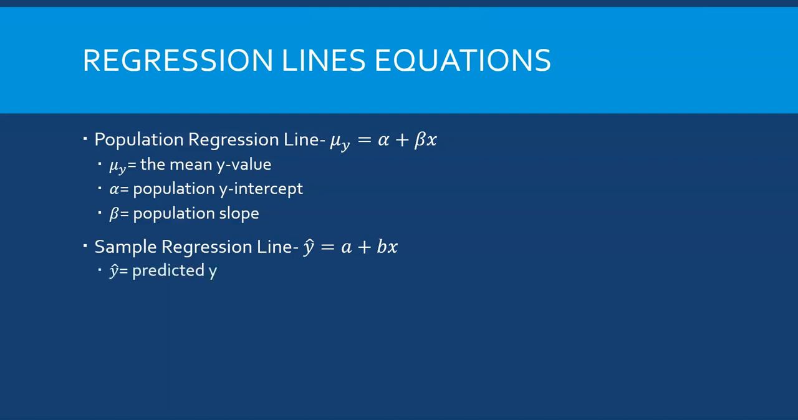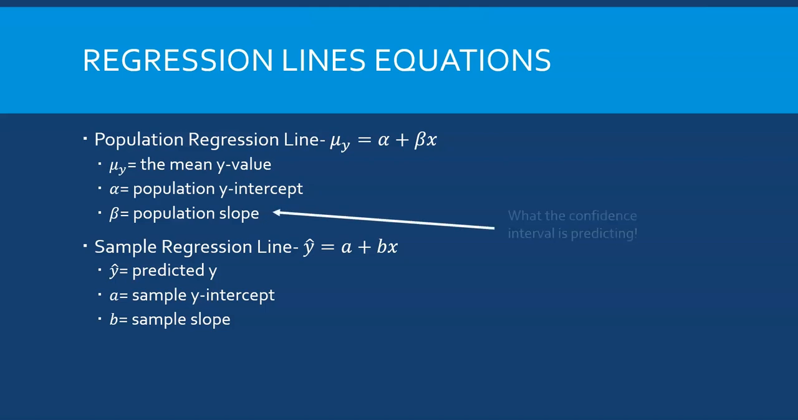Now, y hat is my predicted y value, again based off of my sample. And following along with the same theme, a is my sample y-intercept, based off of our random sample, and b is the slope of our sample, okay? These characteristics we are going to use to estimate our population regression. We are specifically going to be predicting beta, the slope, which is why the title of these notes was the t-interval for slopes. That's the specific value we're going to focus on.